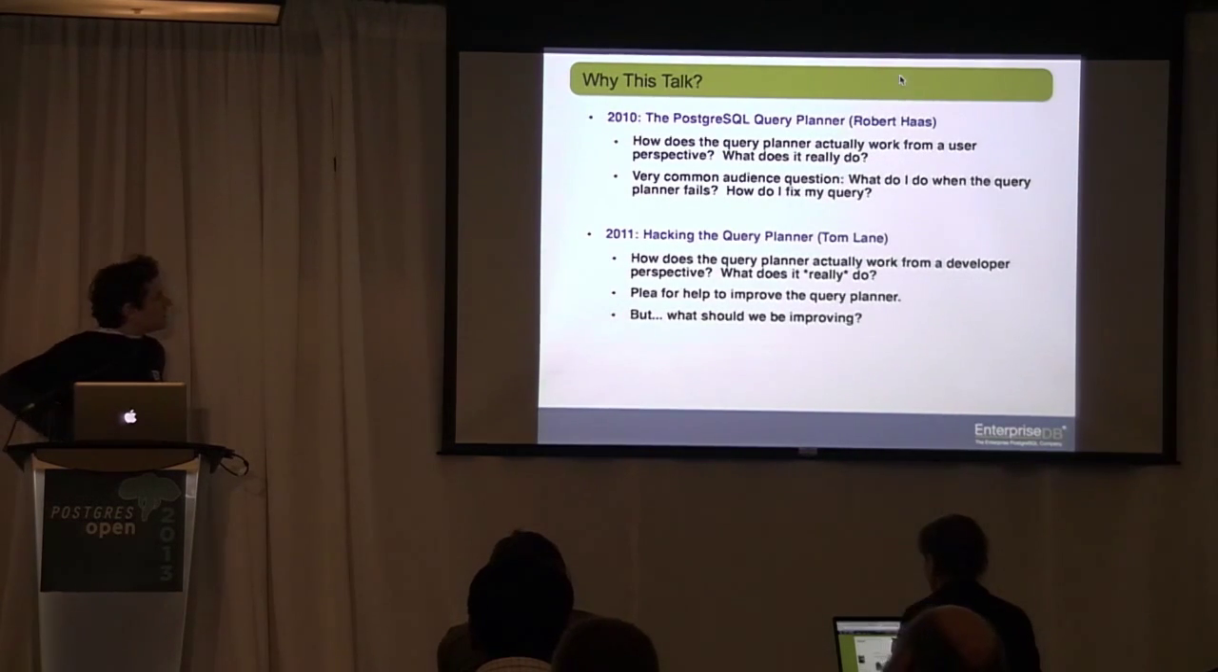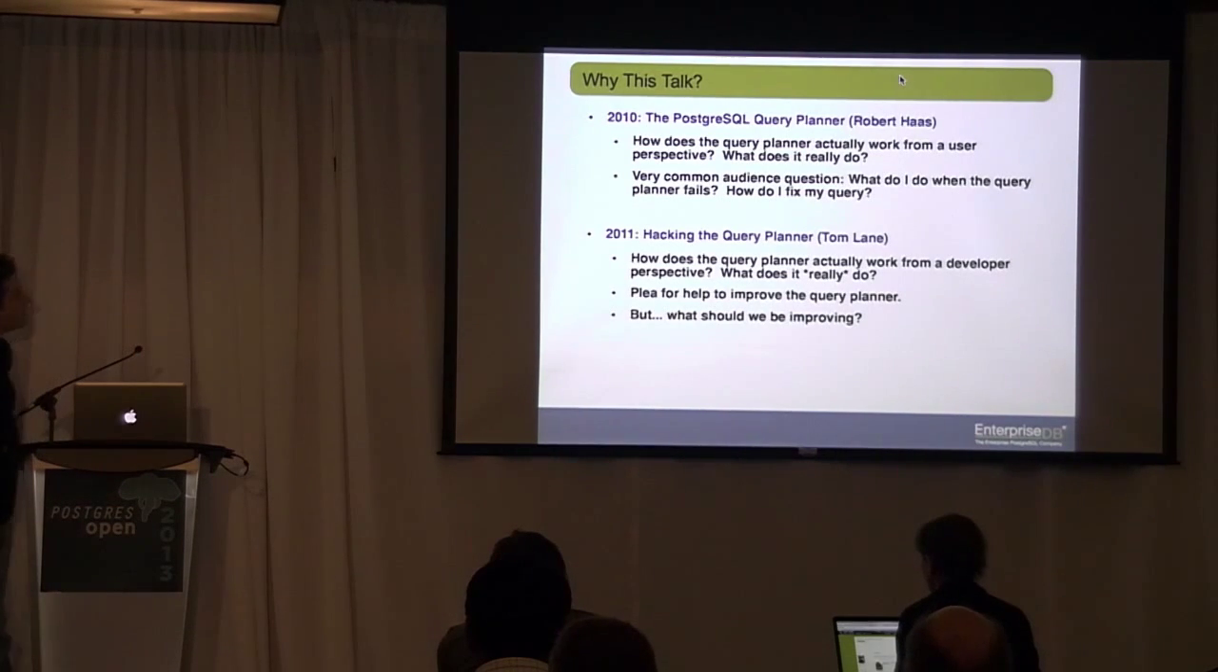And what I talked about in that talk is how does the query planner actually work from a user perspective? What does it really do? What kinds of things is it deciding between? What is it trying to accomplish? People liked the talk, but they often asked, well, okay, it's nice to hear about what it's supposed to do, but what do I do when it breaks horribly? What do I do when it fails? How do I fix my query? And I didn't really have a good answer to that question.